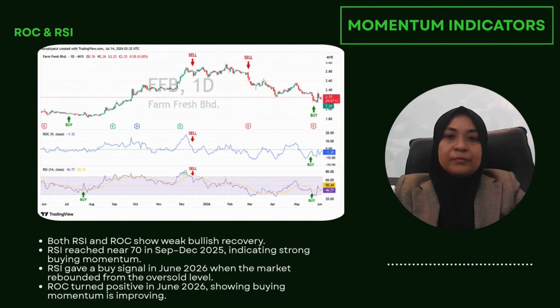Next, the RSI shows whether the stock is overbought or oversold. Between September and December 2025, the RSI moved close to 70, showing strong buying pressure. In May 2026, the RSI dropped near the oversold level, indicating heavy selling. By June 2026, the RSI recovered to around 44, showing that buying interest is improving but the market is still cautious. Overall, the ROC and RSI suggest the Farm Fresh price is starting to recover, but investors should wait for a stronger buying signal before investing.